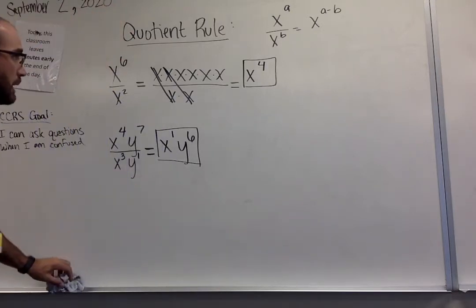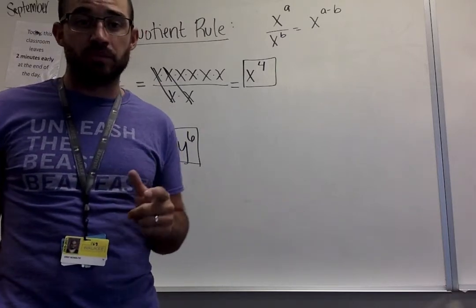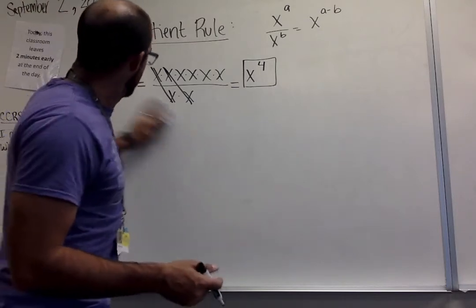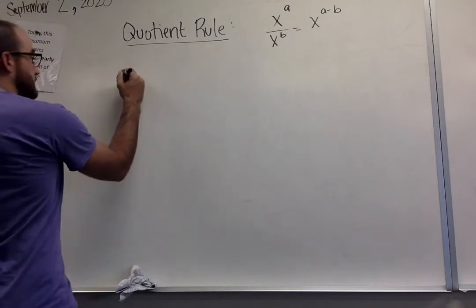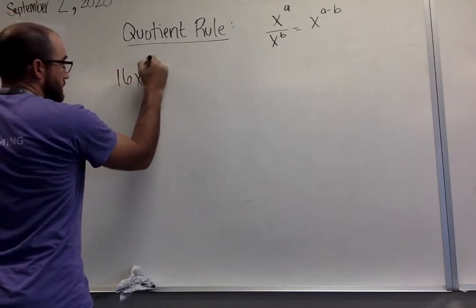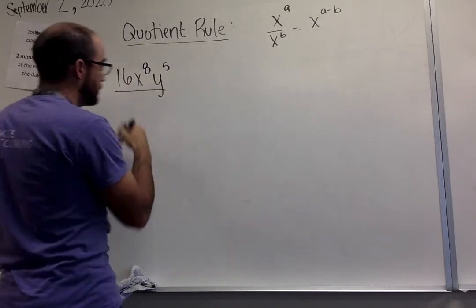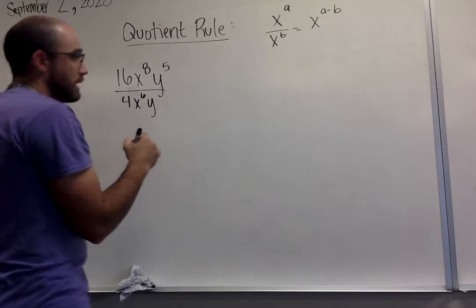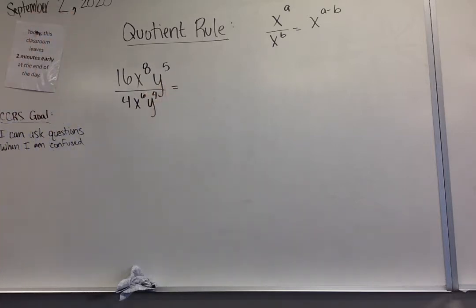Okay? We'll put in 2 more now, and the last 2 here that I'm going to show you are ones that actually have numbers with them. Okay? So, got to erase this real quick. So if I had, let's say, 16 x to the 8th y to the 5th over 4x to the 6th y to the 4th, and I wanted to solve this, okay?